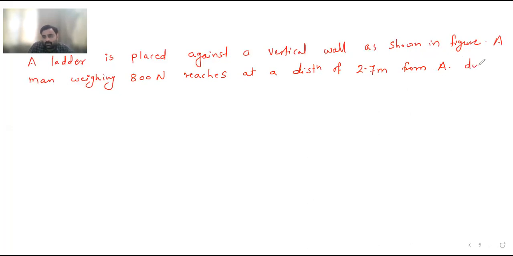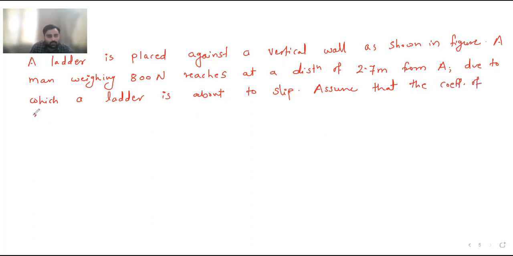Due to which a ladder is about to slip. Assume that the coefficient of friction between ladder and the wall is 0.2.